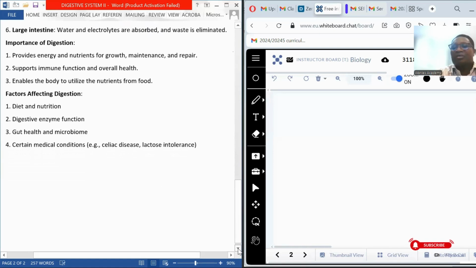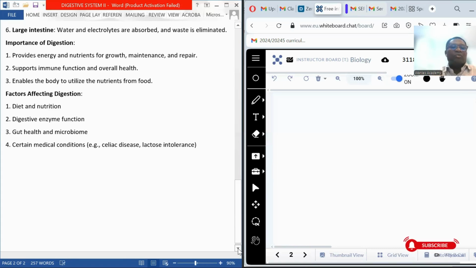Let's see some importance of digestion. Digestion provides living organisms with energy and nutrients for growth, maintenance, and repair. Protein, for example, aids the repair of worn out tissues, and it also aids the growth and development of cells and tissues in the body.